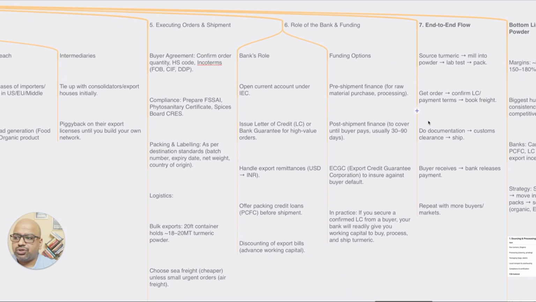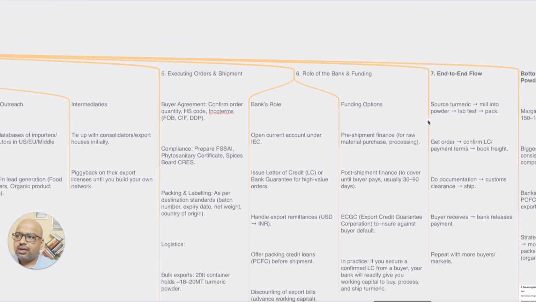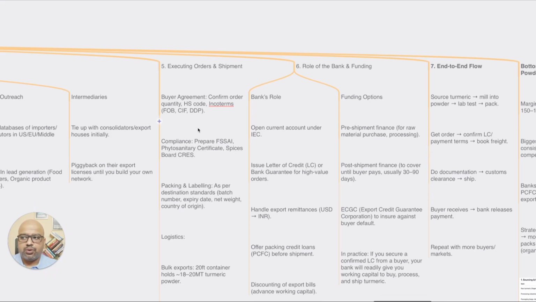So, order execution. When it comes to order execution, the first thing when you get an inquiry is to make an agreement. Understand the confirmed order, quantity, HSN code, and Incoterms. If you don't understand any of this, we are right here to help you. Whatever deals or inquiries you get, you can book a consultation with us and we can help you with that.